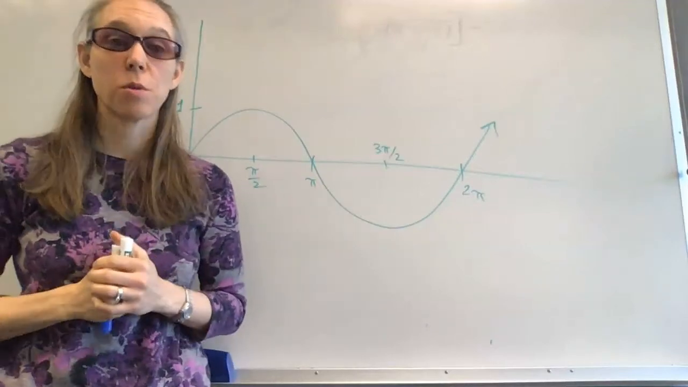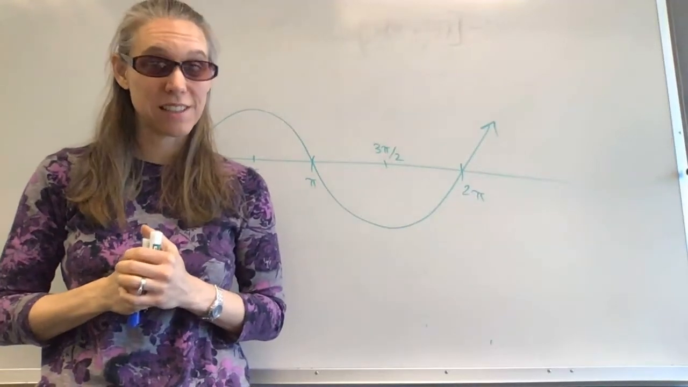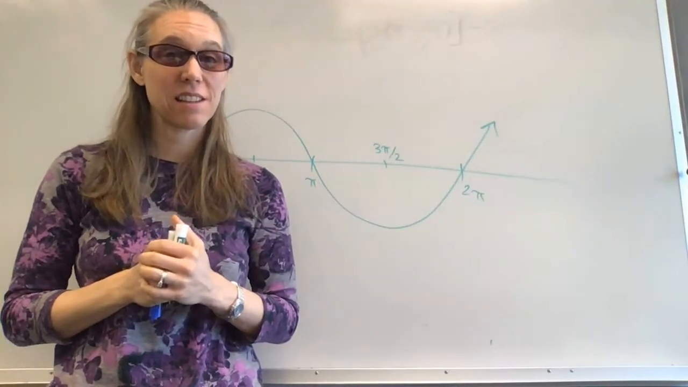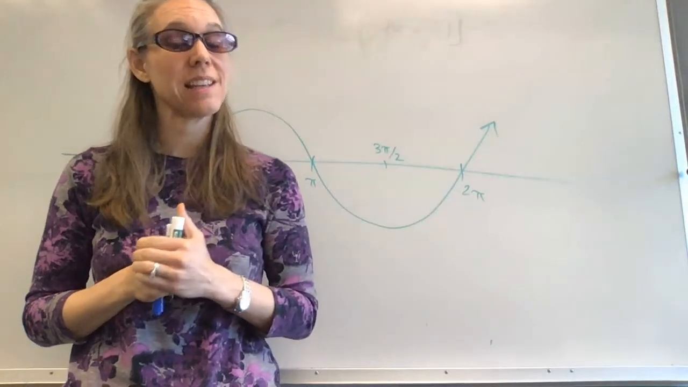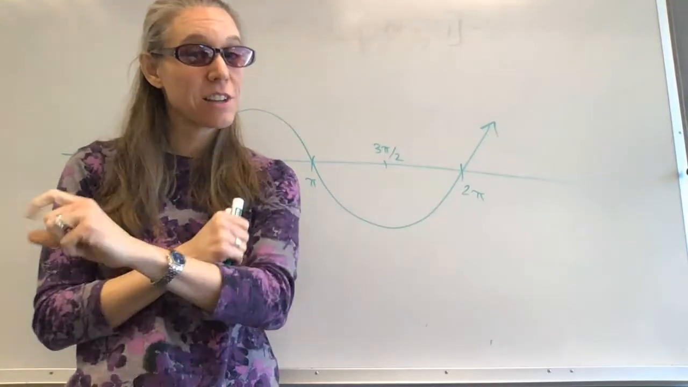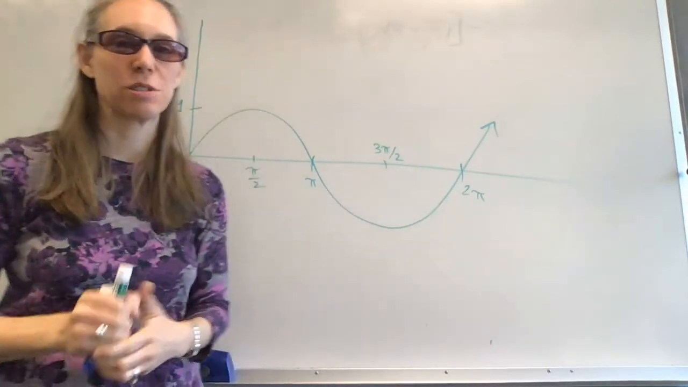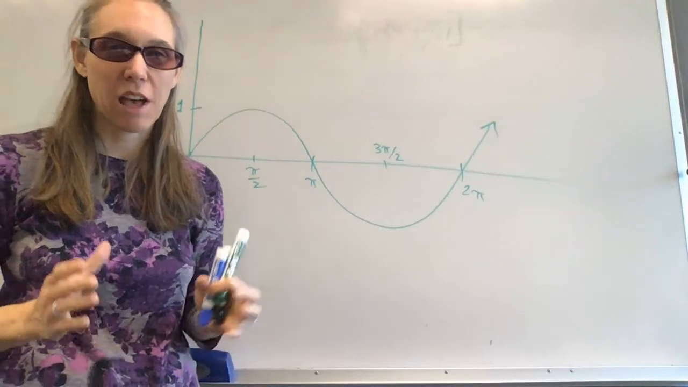Welcome to 4.4, secant and cosecant. Now it turns out that secant and cosecant are pretty easy to graph as long as you are good at graphing sine and cosine. So let me show you how to do it.